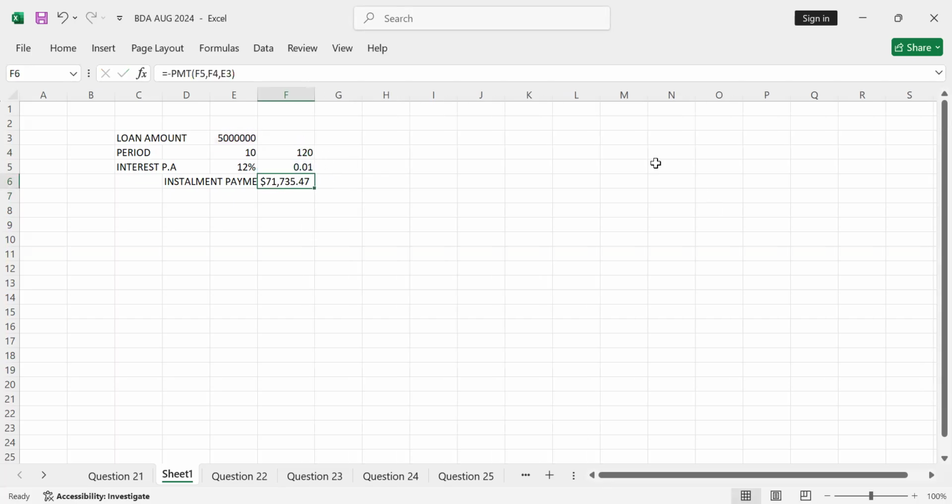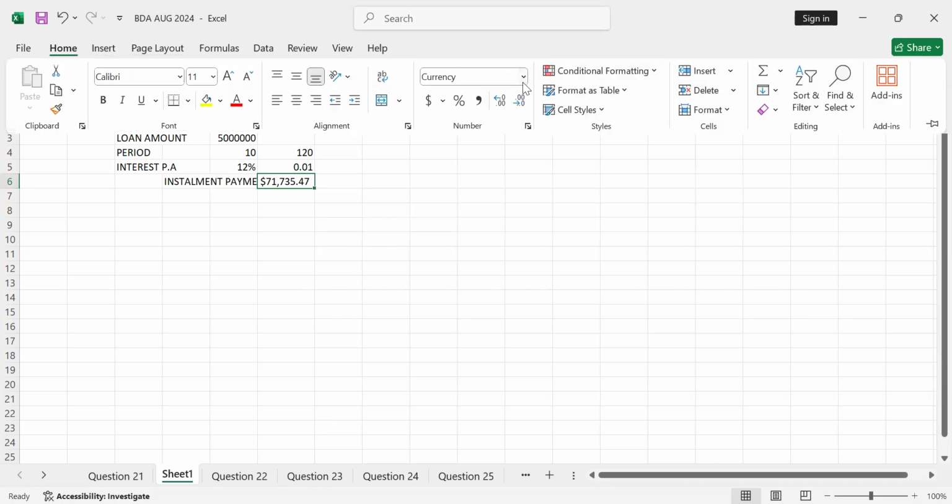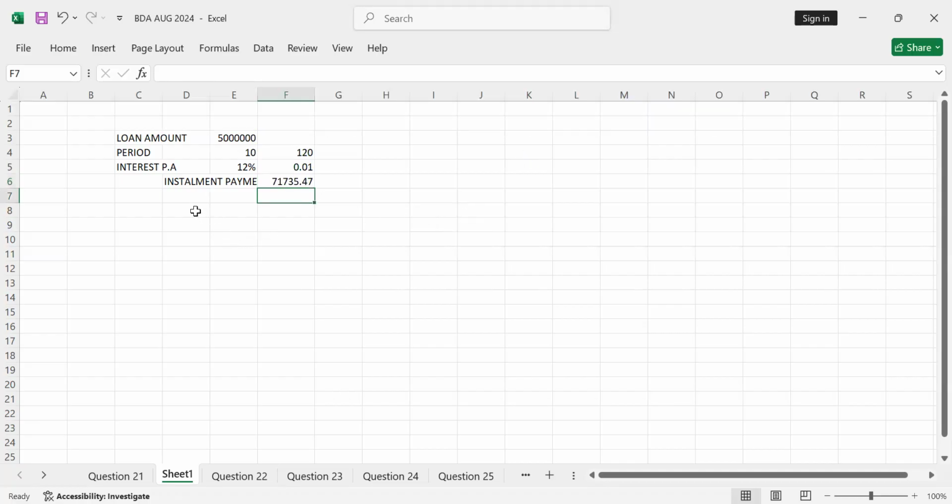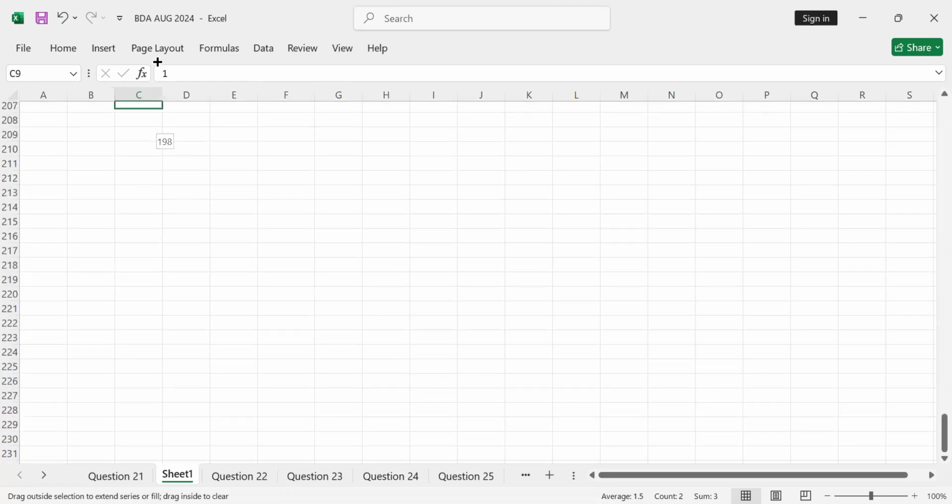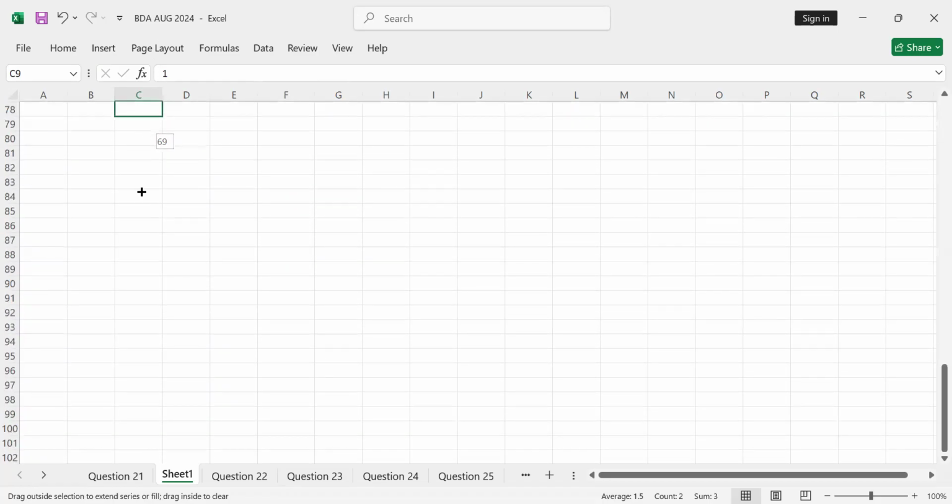Because it has to appear in currency form, to remove that, I just come here on this icon and put it in number form. That is the installment payment. So once I do that, I can now prepare the loan amortization. I'm going to have the period, which in this case should be 1 to 120. So I type 1, I type 2, then you can do an autofill. You highlight the first 1 and 2, then drag up to 120.